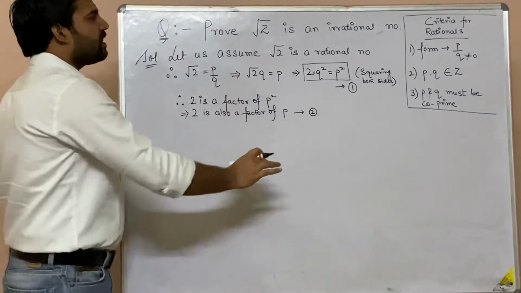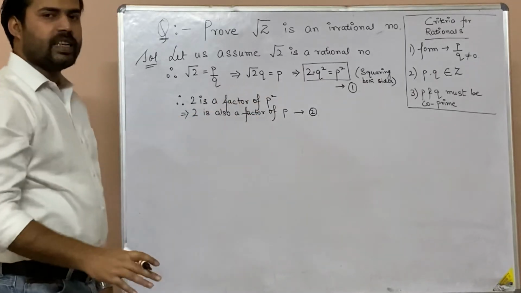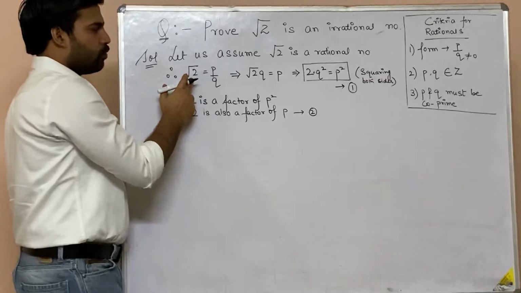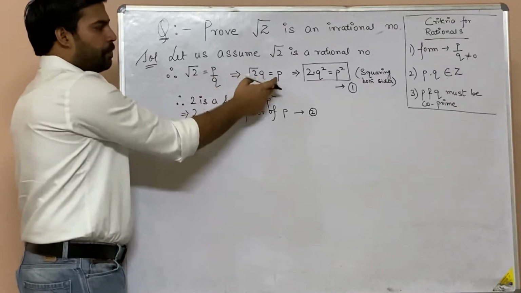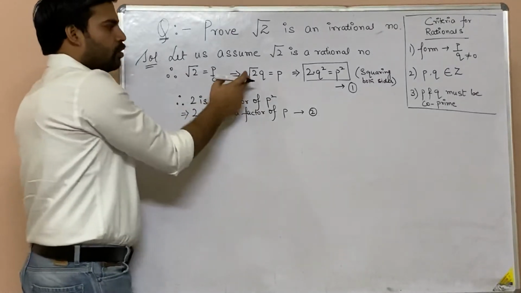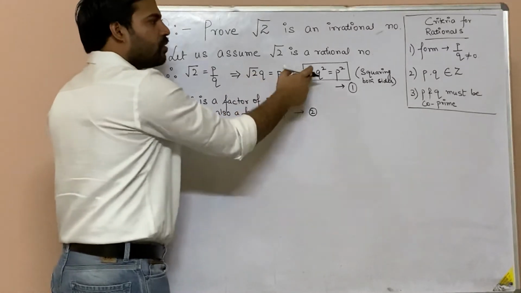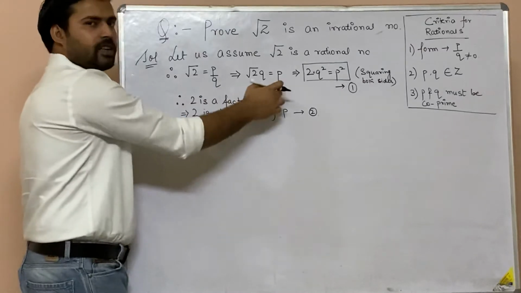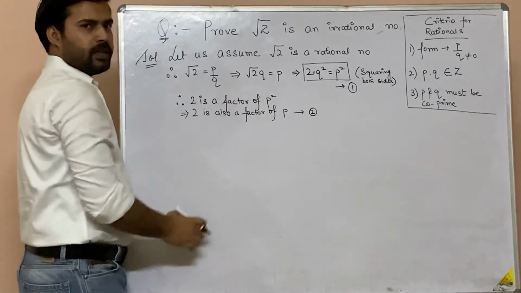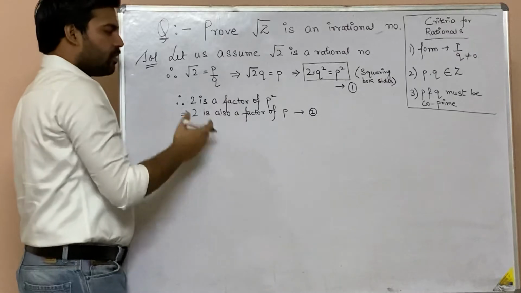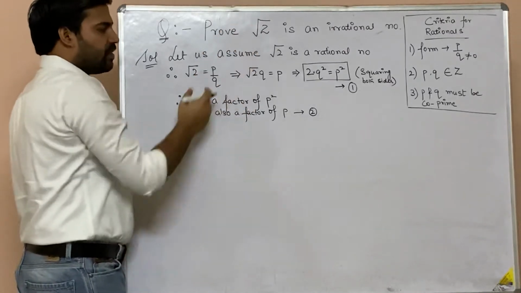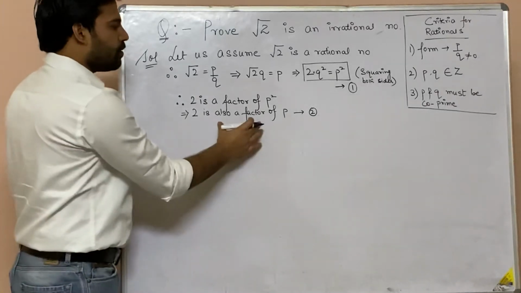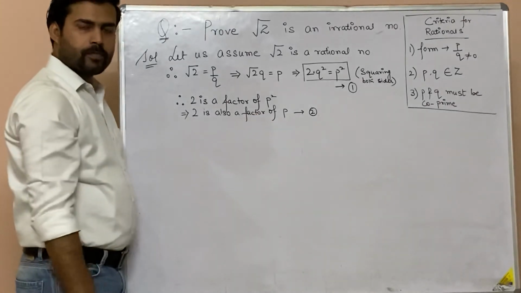Clear? Now instead of root 2, if they give you root 3, that doesn't matter. You will take root 3 is a rational number. You will start like this: root 3 is equal to p upon q. We bring q to the left hand side, so root 3 into q is equal to p. Squaring both sides, 3q square equal to p square. So we will write down 3 is a factor of p square, or 3 is a factor of p. Similarly, if they give you 5, you will take it as 5. If it is 7, you will take 7. Accordingly, whatever number is given to you, this particular statement will be formed as per that.